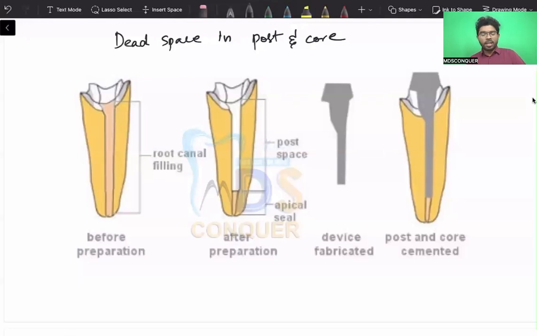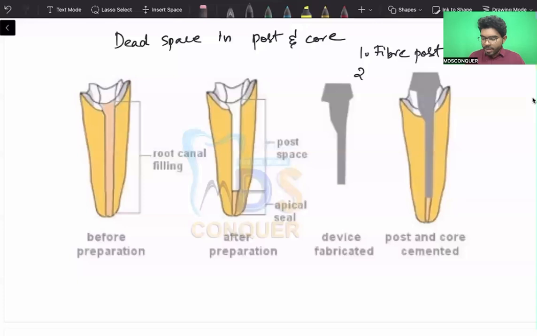Can you tell me what are the different types of posts you have seen in your departments, in your colleges, or if you're working in a clinic or have your own clinic? Yes, one is the fiber post. Most of us have seen fiber posts, right? Fiber posts are regularly white in color.